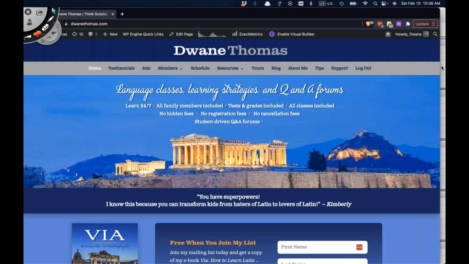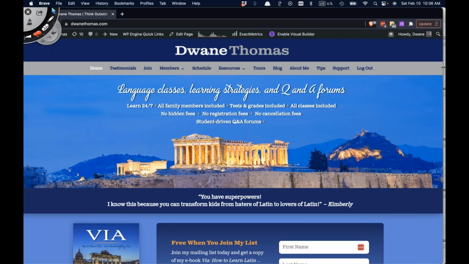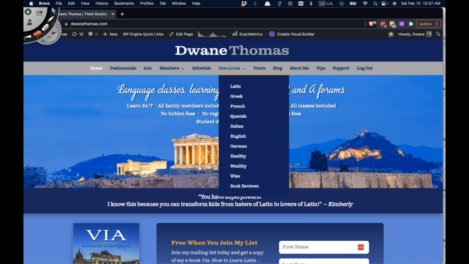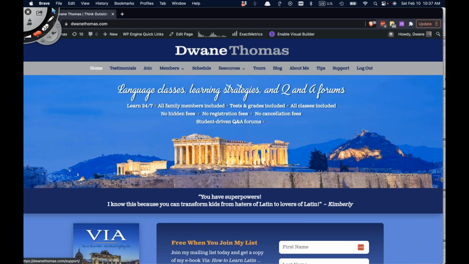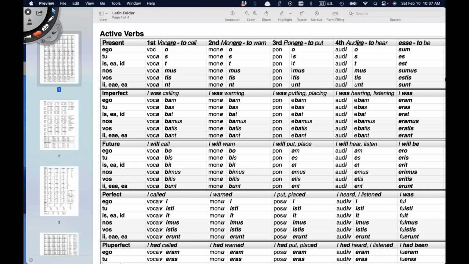Some time ago, years ago, I built some charts to help students with Latin. You can find those for free on my site. Go to resources, go to Latin. When you land on that page, scroll down until you find these guys. It'll say Latin charts PDF. You can download it directly to your computer.